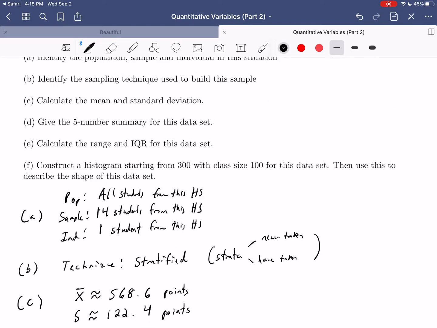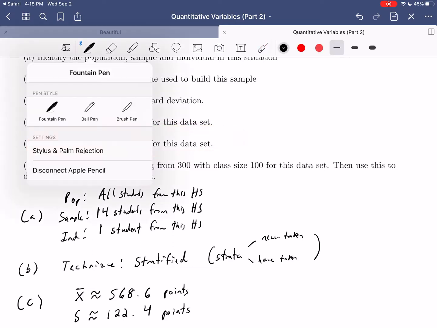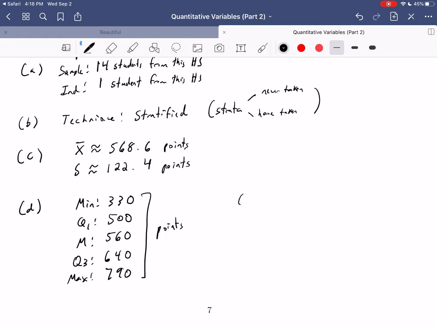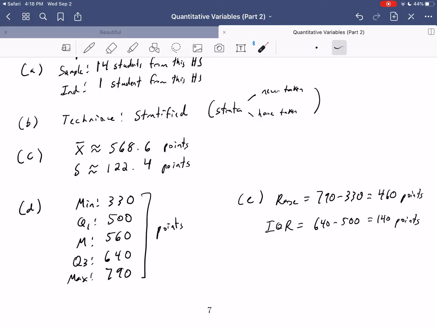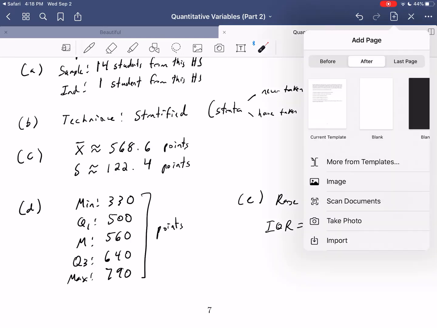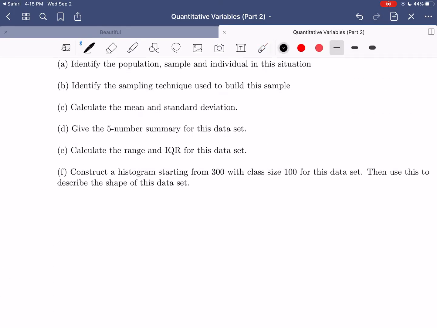All right, last basic bit of descriptive statistics, range and IQR. And then, of course, we'll go on to a separate page to finish up our diagram. So range here would be maximum minus minimum. So that would be 790 minus 330, which is 460 points. And the IQR is Q3 minus Q1, so 640 minus 500, which is 140 points. Okay, so we've now done all the basic measures that we've discussed thus far. Let's go ahead and give ourselves another page, and we'll go ahead and build our histogram.